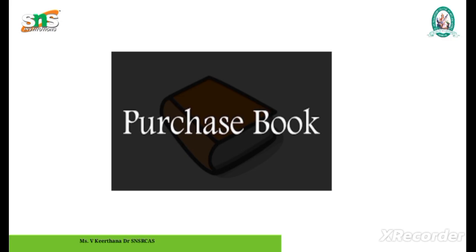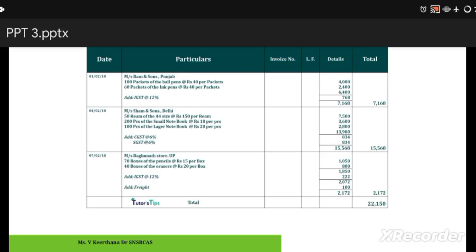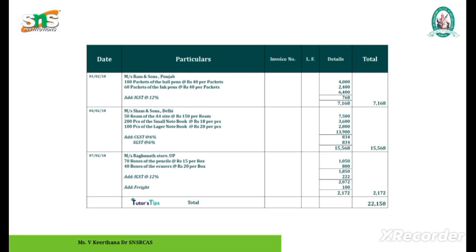Next, this is the format. The first one is date, particulars, invoice number, ledger folio, and amount column and total amount column.